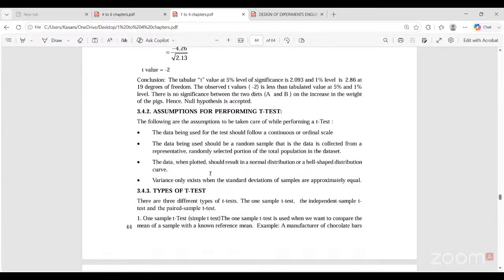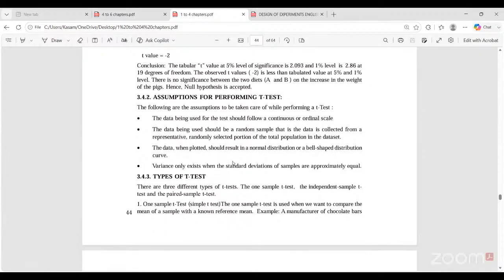Assumptions of the t-test: the data being used for the test should follow a continuous or ordinal scale. The data should be a random sample, that is, data collected from a representative, randomly selected portion of the total population. The data when plotted should result in a normal or bell-shaped distribution curve. Variances are assumed equal only when the standard deviations of the samples are approximately equal.